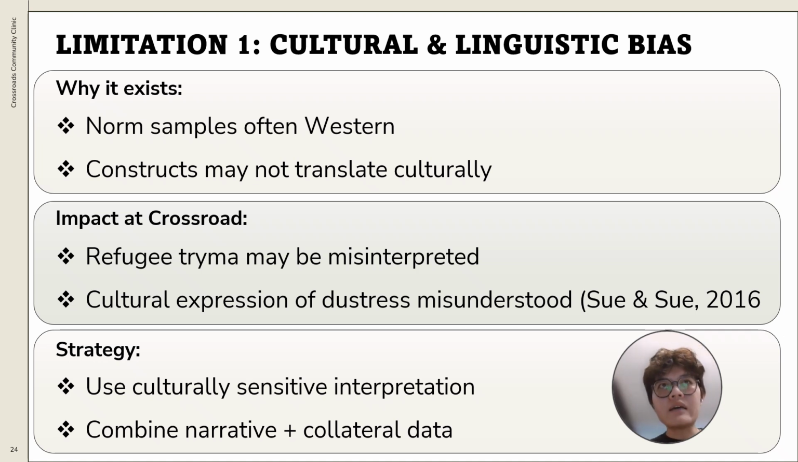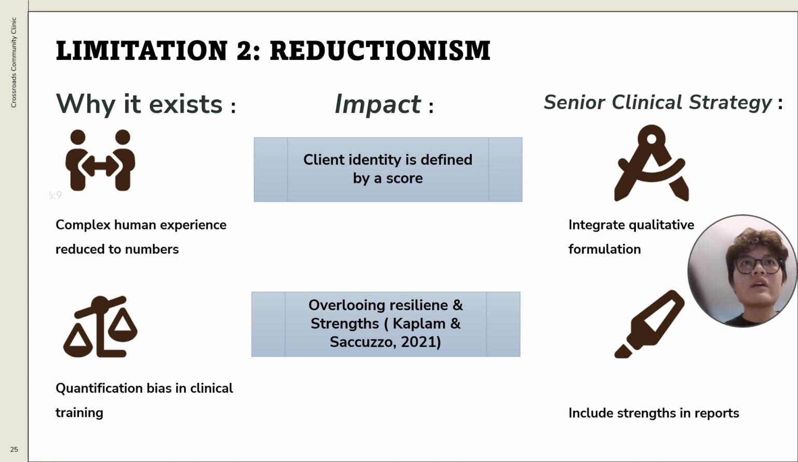Limitation 1: cultural and linguistic bias. Many standardized tools are normed on Western populations. Cultural groups may express distress differently. Refugee clients, for example, may present somatic trauma symptoms, and without cultural competence we risk misinterpretation. Use culturally sensitive interventions and supplement standardized measures with narrative exploration. Limitation 2: reductionism. Assessment reduces complex human experience to numerical values; while quantification increases reliability, it also increases oversimplification. The impact at Crossroad: a teenager becomes a 22 on the PHQ-9 instead of a struggling, overwhelmed individual. Always integrate strengths and protective factors in feedback sessions.